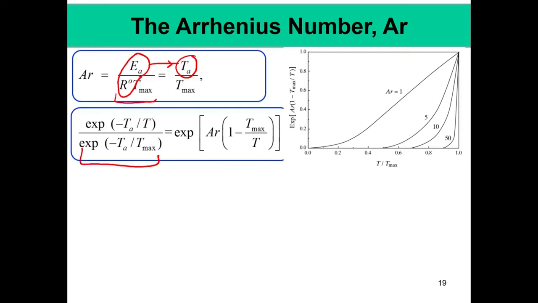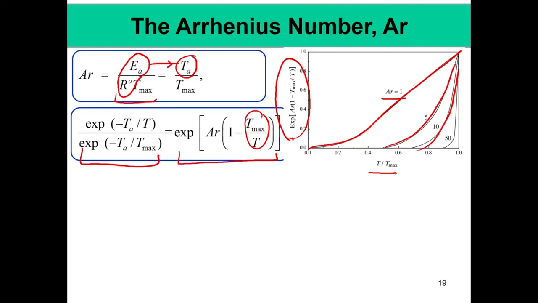What you will find is that the nature of this reaction rate constant as a function of T by T max for different Arrhenius number is as follows. You see that when Arrhenius number is small, 1, it is a smooth behavior. But as Arrhenius number increases, these gradients become steeper and steeper. And this non-negligible function, which is essentially a normalized reaction rate constant, becomes concentrated at higher T by T max values.